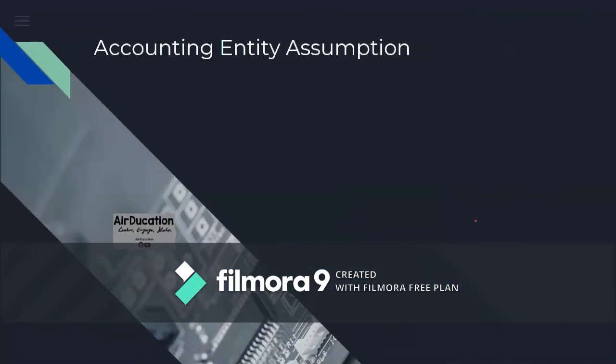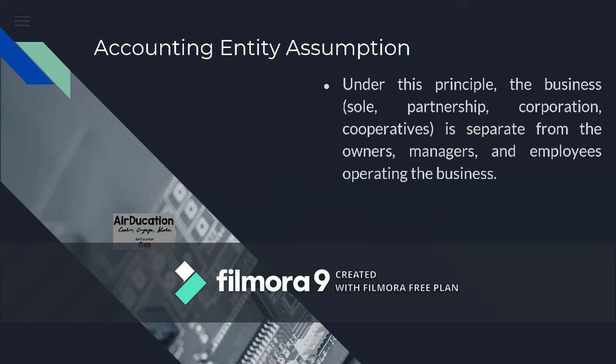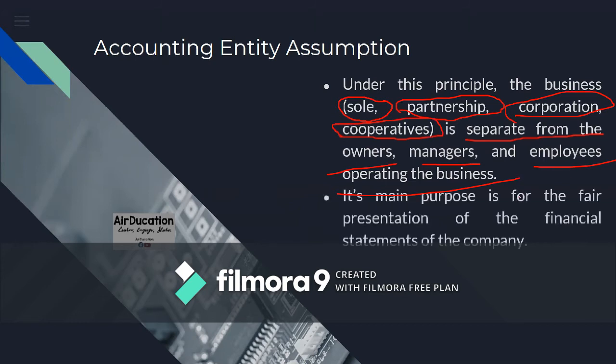The next is the accounting entity assumption. Under this principle, we have said in the previous chapters that we have different forms of business like sole proprietorship, partnership, corporation, and cooperatives. These businesses are separate from the owners, managers, and employees operating the business. So how does it go? Its main purpose is for the fair presentation of the financial statements of the company.